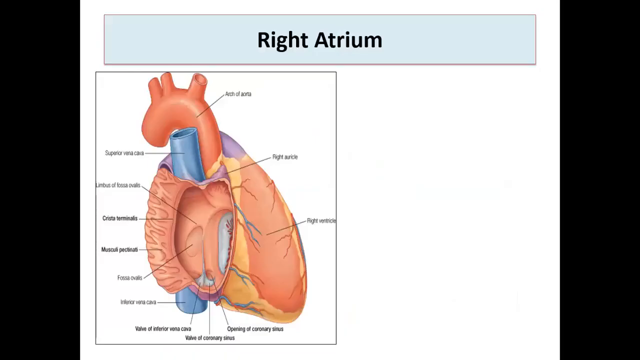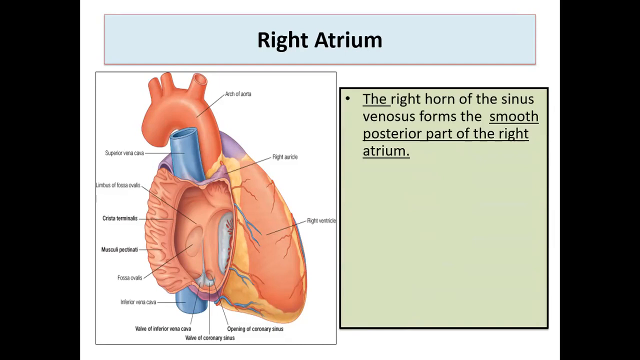Okay, so can you see now the right atrium? The right atrium is open there. You can see the limbus of the fossa ovalis, the fossa ovalis, the valve of the coronary sinus, the opening of the coronary sinus, the valve of the inferior vena cava. You can see also the musculi pectinati.